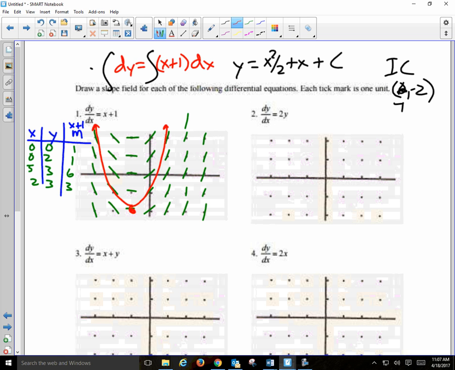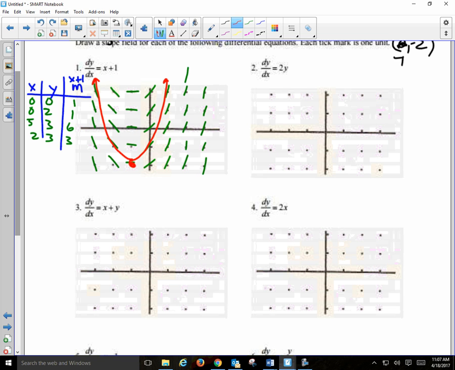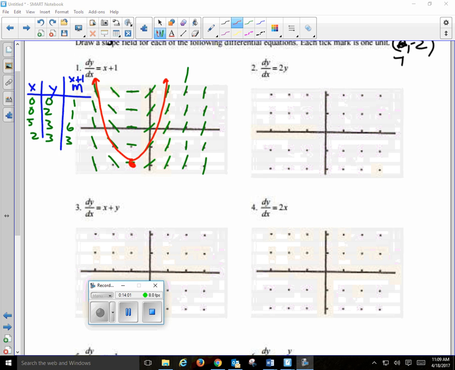Okay, what I'd like you to do now is number 2 on your own. Go ahead. You don't have to draw it. You just try to draw the slope field. Just draw the slope field. Okay, do number 2 on your own. Draw a slope field. All right, I'll give you guys a couple minutes here.